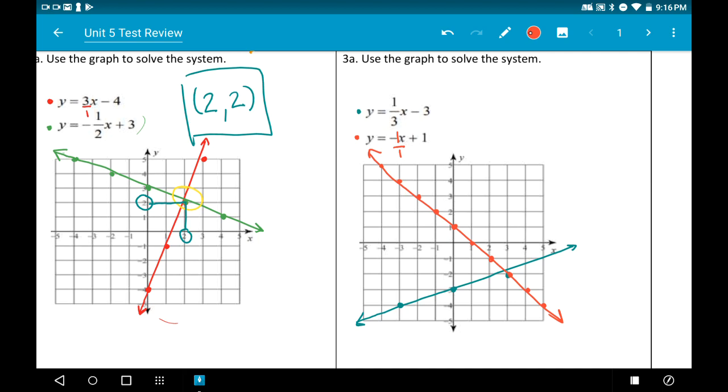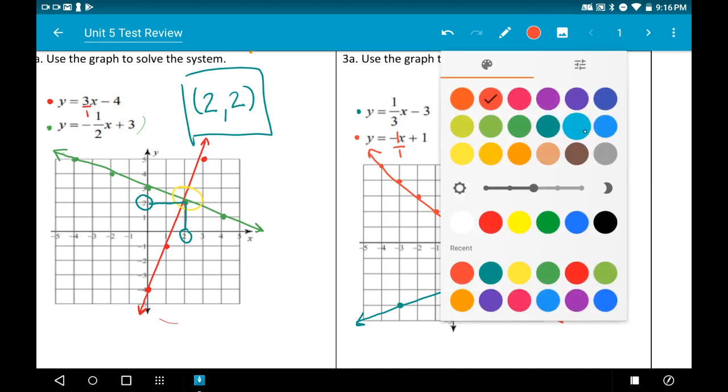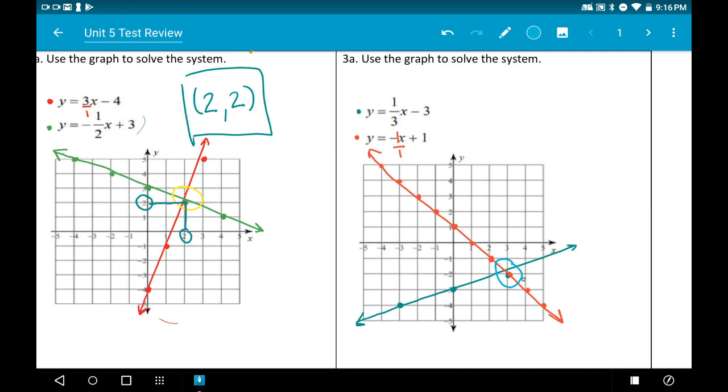So now if we look, the point that they meet is going to be right here. So we need an ordered pair. If we look, our x value is a 3, and our y value at the intersection is a negative 2. So 3, negative 2 is our point here. That is our solution.